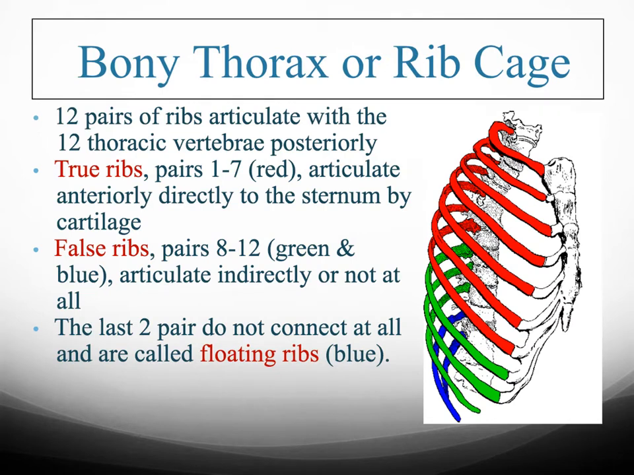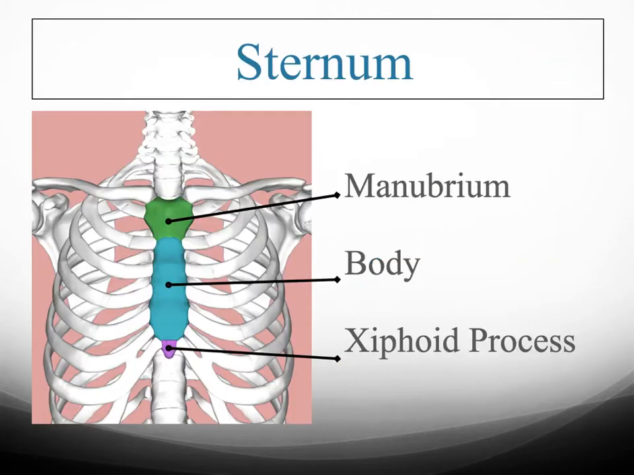Then you've got your rib cage or your bony thorax. Note that some of these, the ones in red, are your true ribs, and then the green and the blue are kind of false ribs. The last two pair do not connect at all and are called floating ribs, and they're there in blue. Okay, you do need to know your sternum. This is one of the ones that you can locate on your skeleton on the back. The sternum is also commonly called your breastbone.